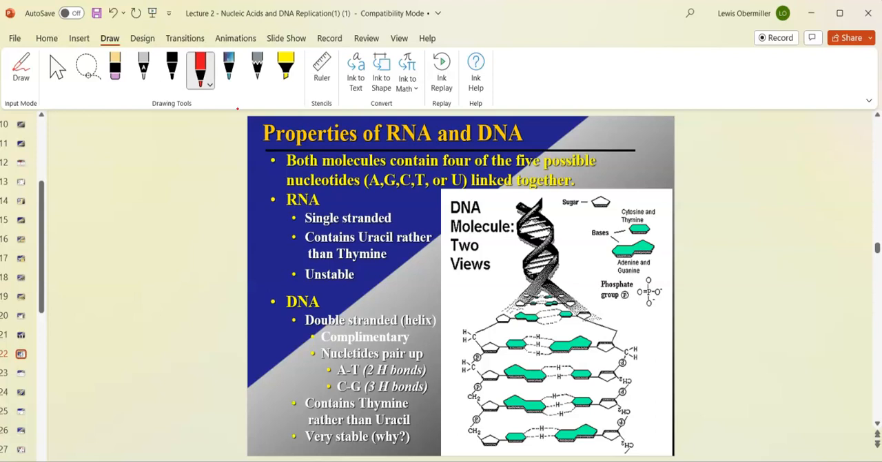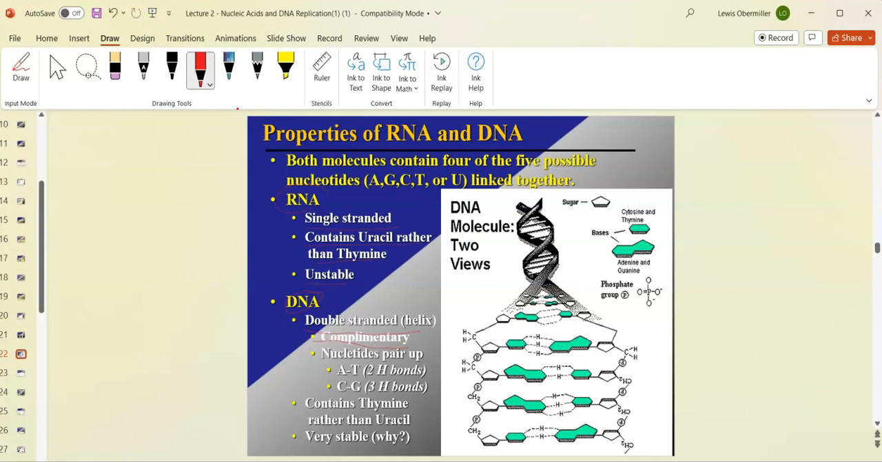Okay, let's look at the properties of DNA and RNA. So RNA is single-stranded, right? Whereas DNA is double-stranded. RNA contains uracil rather than thymine. It's super unstable, probably because, think about a book, right? If you left a book outside that was open, the pages inside would probably be a lot more damaged than if it was closed. So having the DNA molecule as a double helix, like a closed book, is more protective.